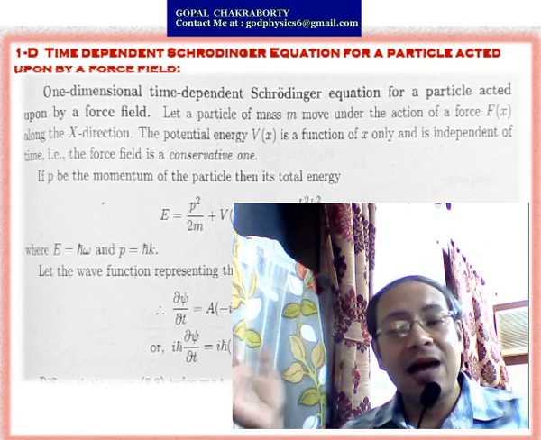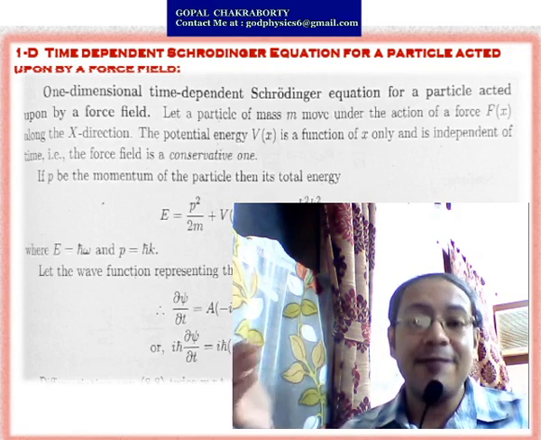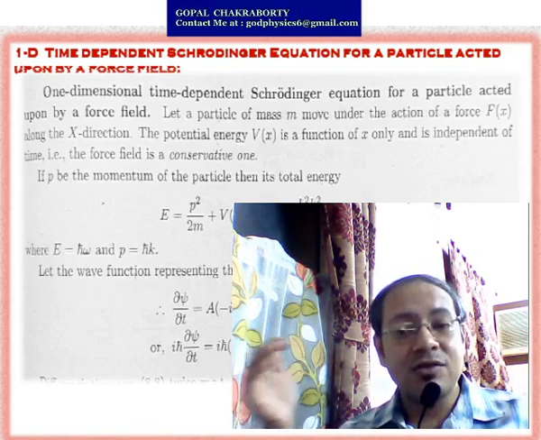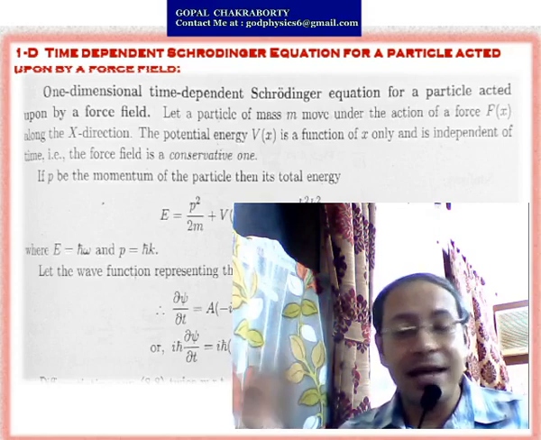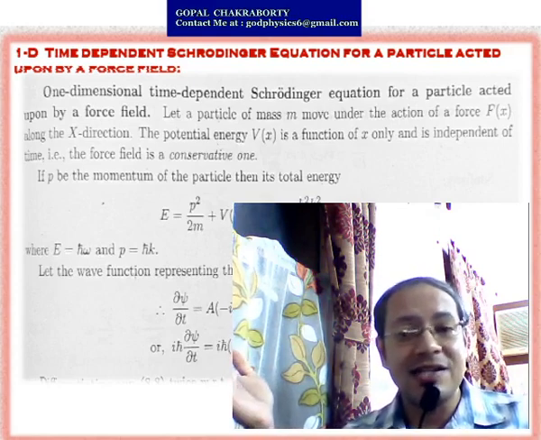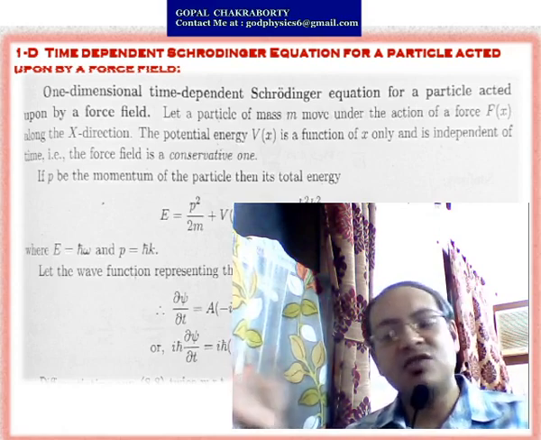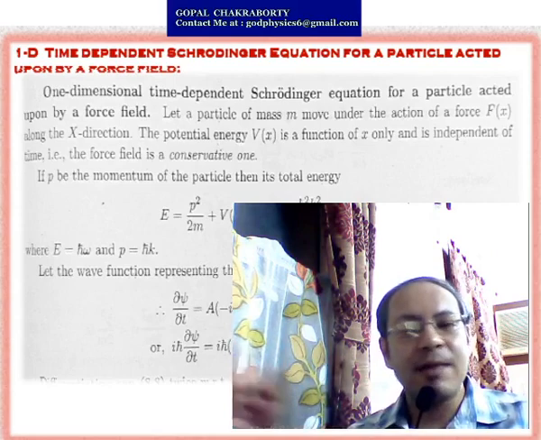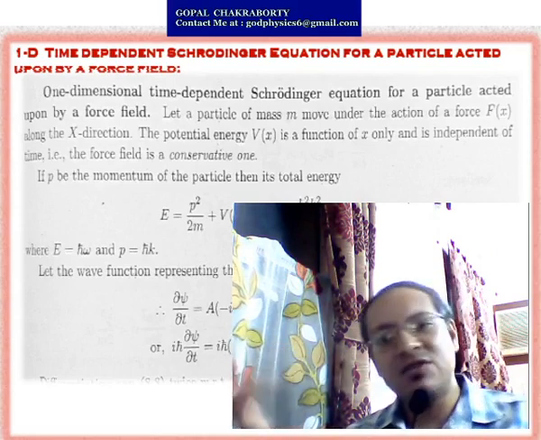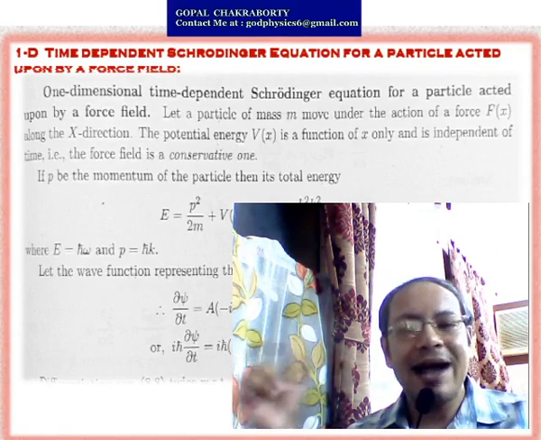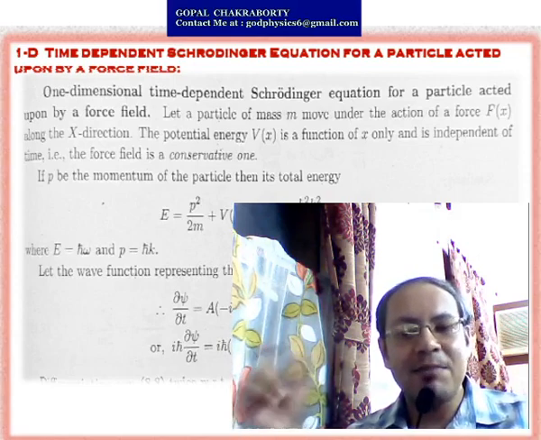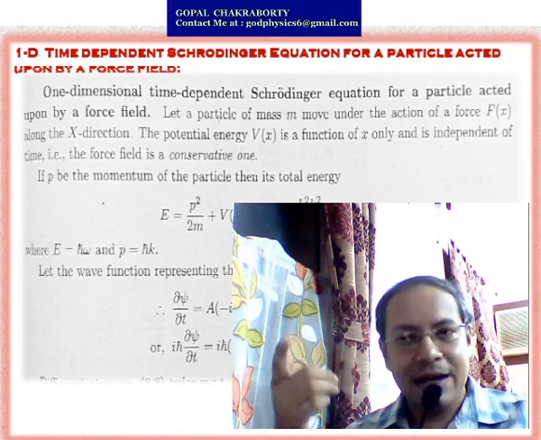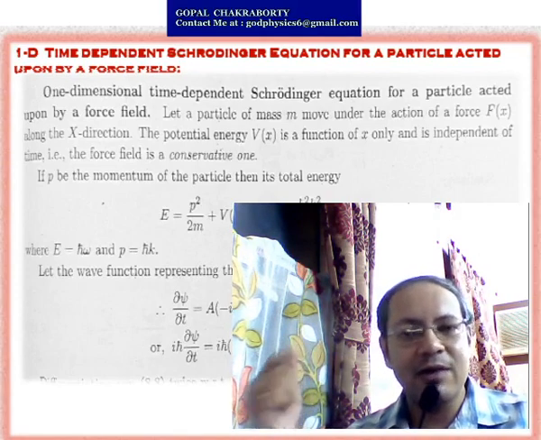And again, when you take the derivative of that wave function psi with respect to time, that time derivative will give you some value in terms of energy. So now you just substitute all the values in the total energy equation, that is E equals P square by twice m plus V. Substituting that will give you the ultimate Schrodinger time-dependent equation for a particle acted upon by a force field. Now I will show you step by step how you are going to derive this.